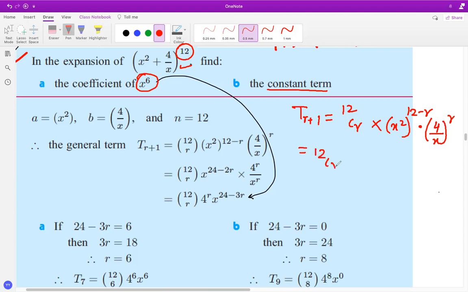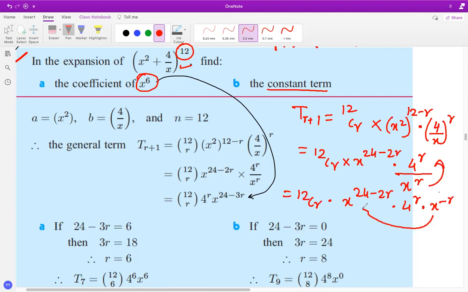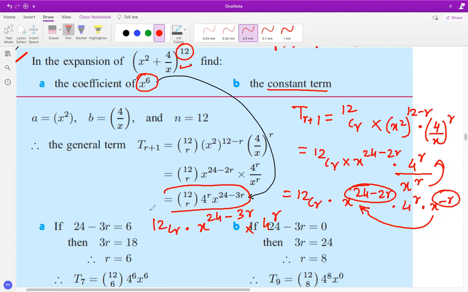Okay, so 12CR x to the power 24 minus 2r times 4 to the power r over x to the power r. So it is going to be 12CR x to the power 24 minus 2r, 4 to the power r, x to the power minus r, because if you bring it up, now you simplify this and it's going to become 12CR x to the power 24 minus 3r, because if you add these powers, they become 24 minus 3r, times 4 to the power r, which is exactly the same thing as we got here.